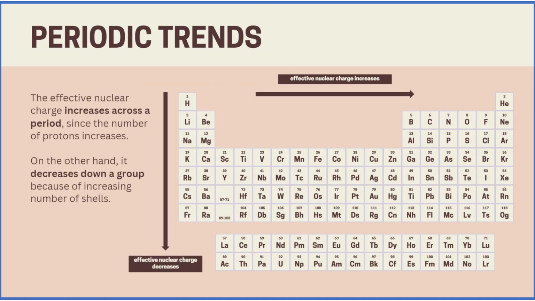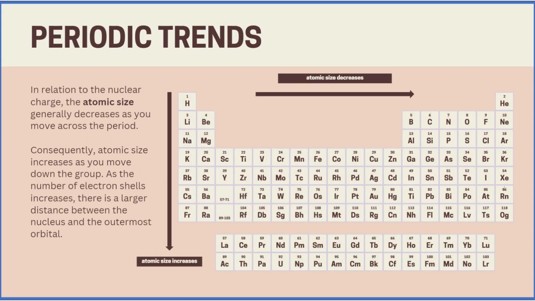Next, the effective nuclear charge increases across a period, that is horizontally. Okay, now we are thinking about the groups, not periods. On the other hand, it is decreasing down a group. Okay, when we are thinking about the periods, it is increasing, and when we are thinking about the groups, it is decreasing when going down. What is the reason? Because of the increasing number of shells.